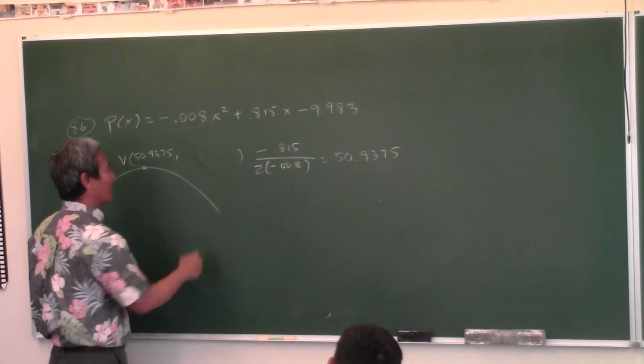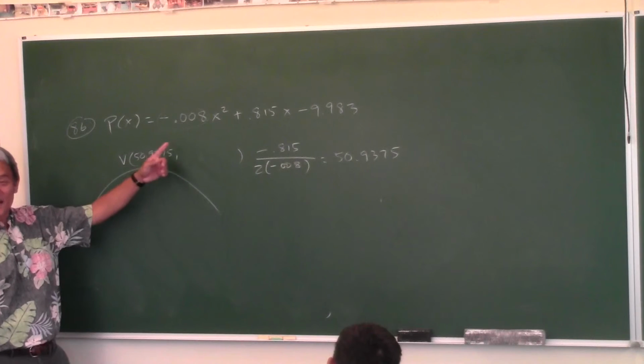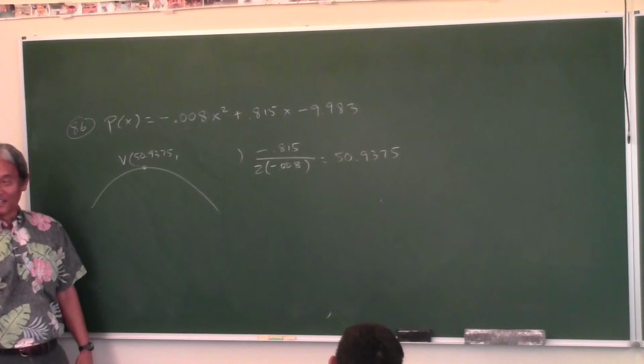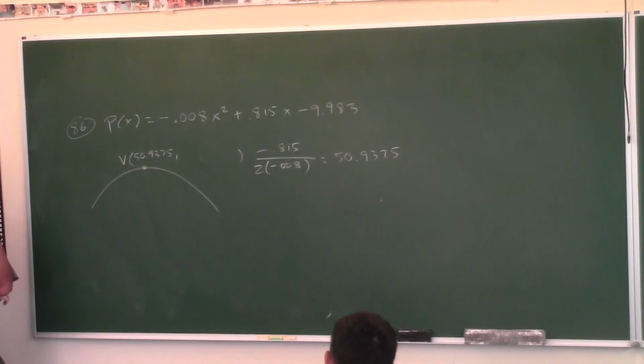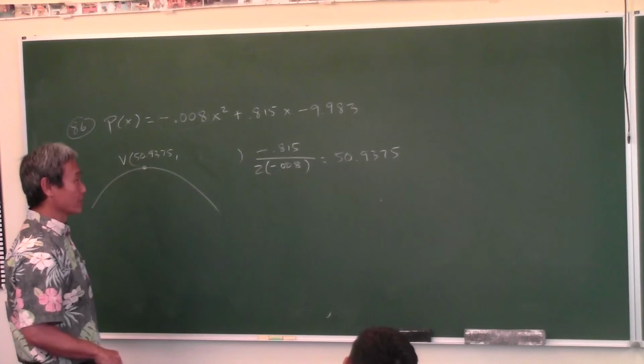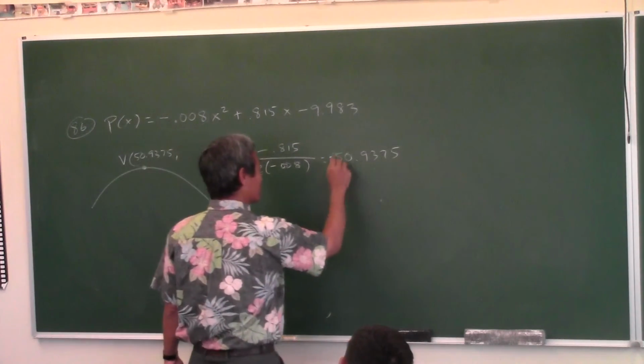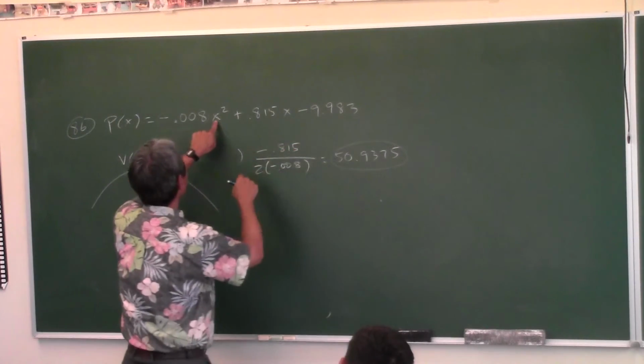50.9375. How do I figure out the y coordinate? You've got to plug it in. Now, does anybody know how to store things on your calculator? No, okay, you know what? We're just going to do this the old-fashioned way, because not everybody here has a graphing calculator. So what you just have to do is take this number and plug it in for x here and here.